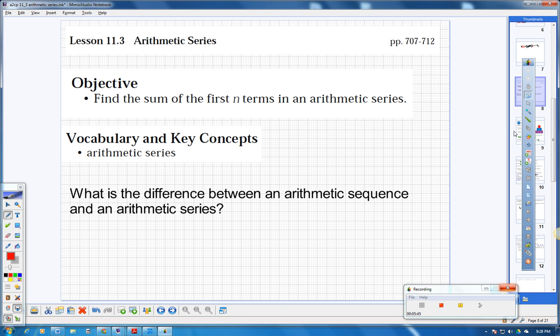Basically, what you're going to come to find is a sequence is the list of numbers. The series is the sum of that list. So series is the sum. Okay? The sequence is just a list of numbers.